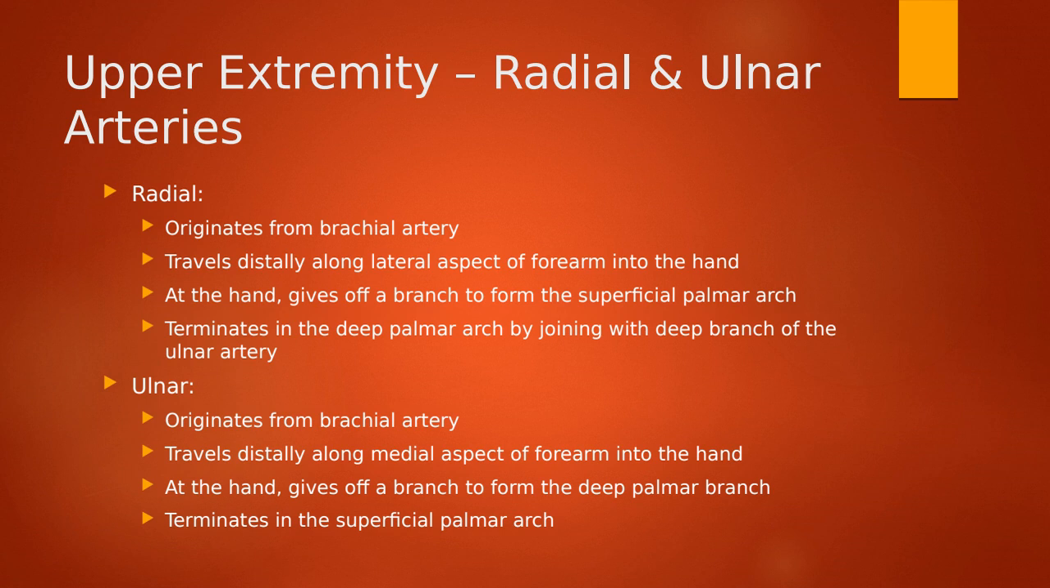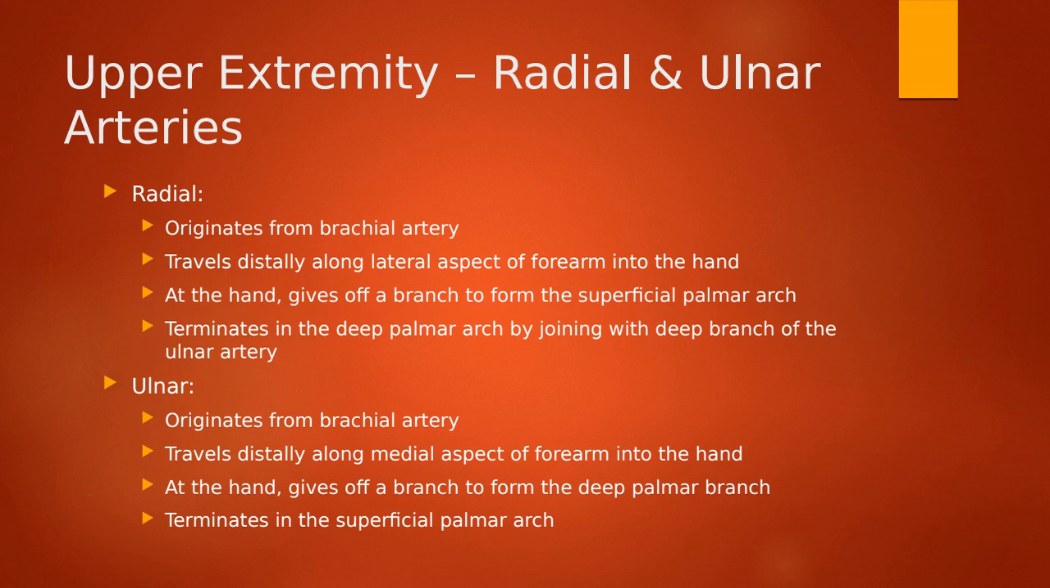So the radial artery is going to travel along the lateral aspect. It's going to go towards that thumb region, and then once it reaches the hand, it's going to have a branch that comes off it and becomes the main portion of the superficial palmar arch. That is going to terminate in the deep palmar arch by joining with the branch that comes from the ulnar. So it's a little bit of a give and take relationship in terms of the superficial and deep arches with the radial and ulnar branches.